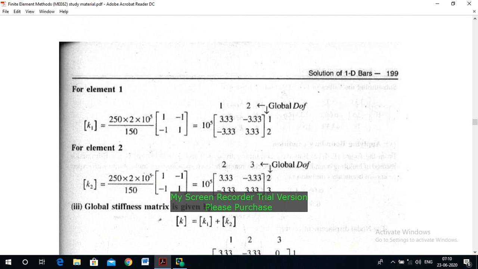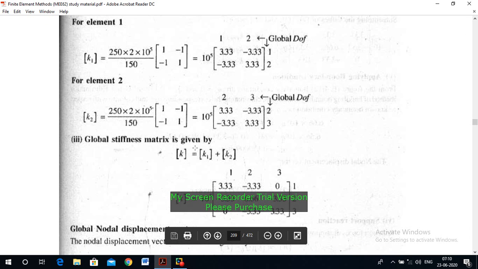Give the numbering 2 3 2 3. And next, the global stiffness matrix is given by K equal to K1 plus K2. Add both the matrices. Since in the given problem the bar consists of three nodes, the matrix we obtain is a 3 cross 3 matrix. The property of the global stiffness matrix is symmetry, hence write a 3 cross 3 matrix with 3 rows and 3 columns, 1 2 3, 1 2 3.